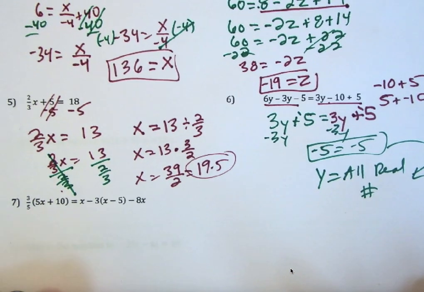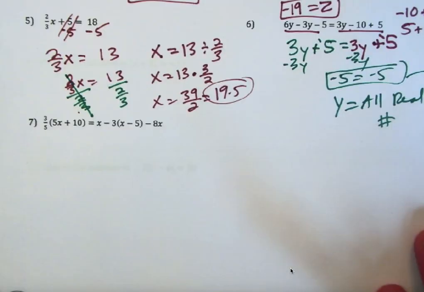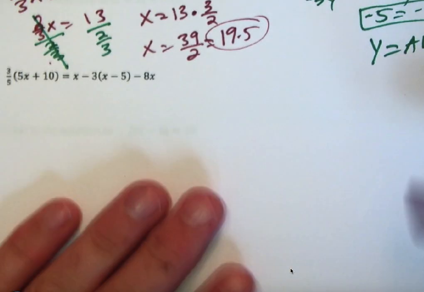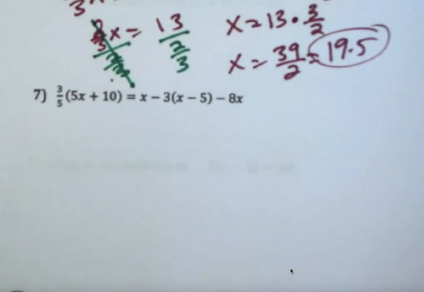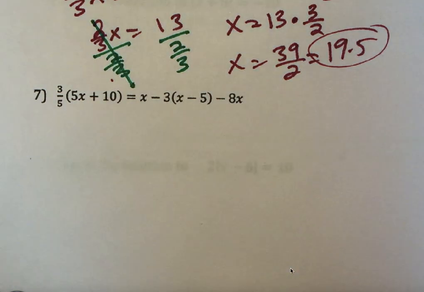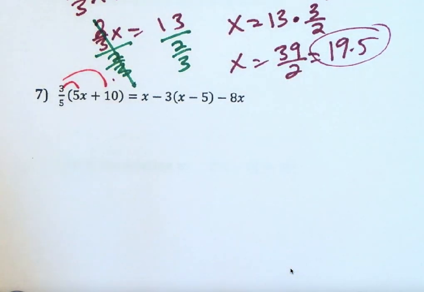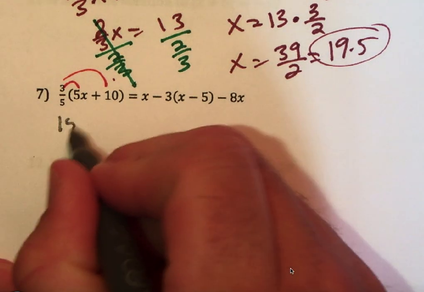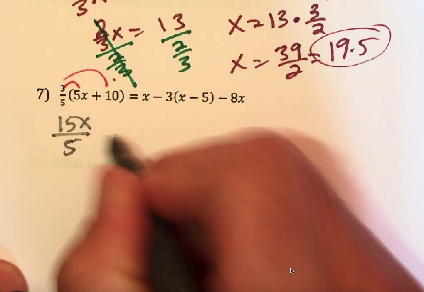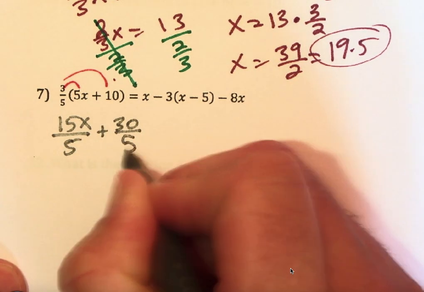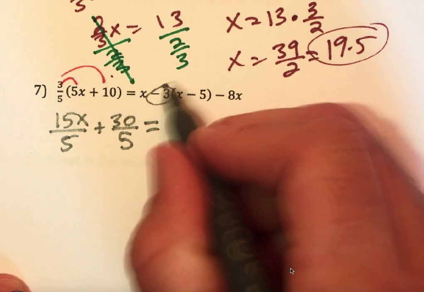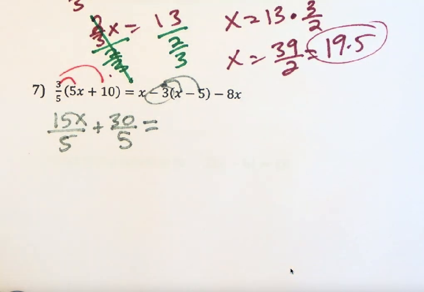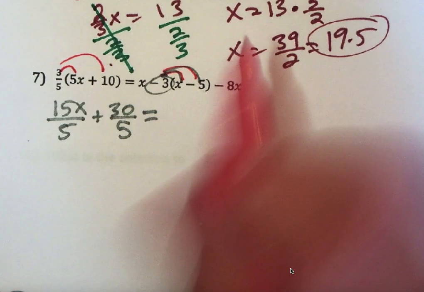Okay. Now for 7, the more challenging one. Zoom in a little bit here and slide it over in the middle. Okay, lots to do here. I'm definitely going to try to simplify each side first. So let me see if I can keep this organized. So the first thing I'm going to do is distributive property on this side. So I get 15x over 5 plus 30 over 5. And then I'm going to distribute the negative again.